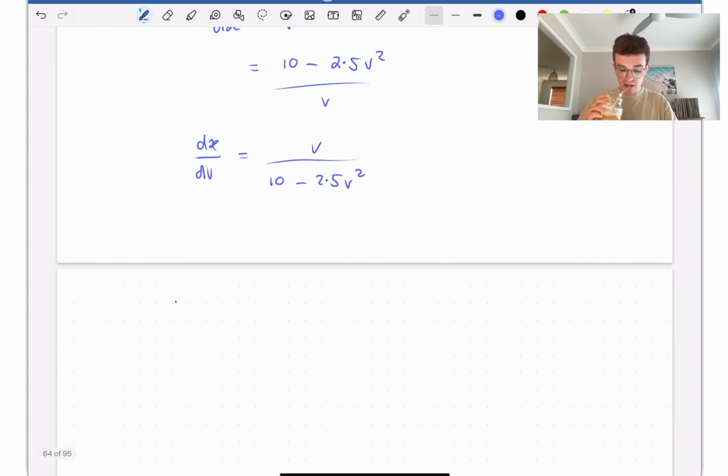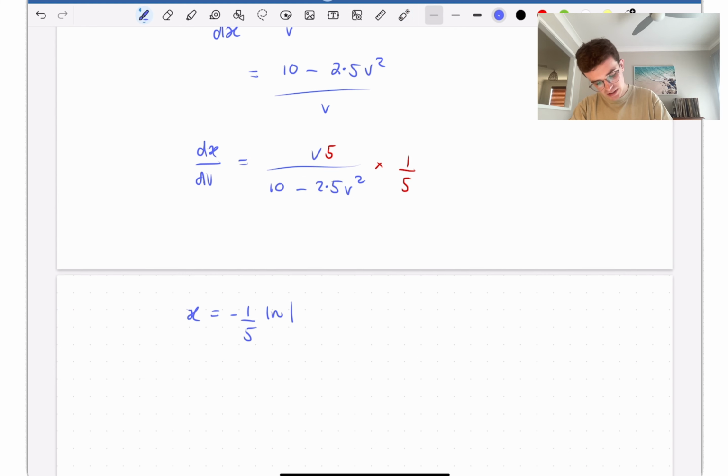And we want to integrate this. Now the differentiation of 2.5v is 5v. So in an ideal world we want a 5 up here, but we've got to times this by 1 on 5. So if we integrate that, x is going to equal minus 1 on 5. That minus comes from this minus down here. ln of 10 minus 2.5 v squared plus c. Okay.